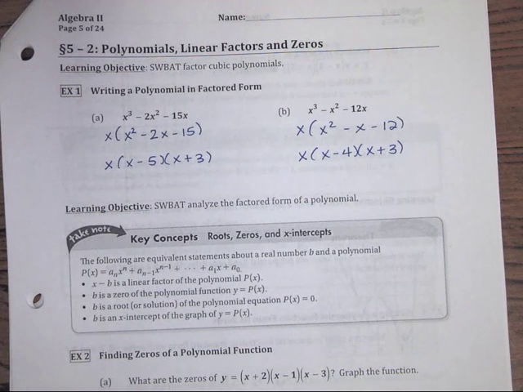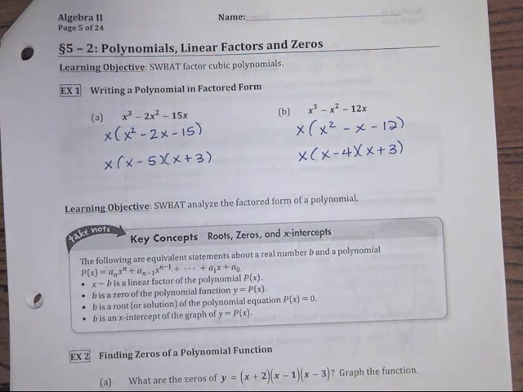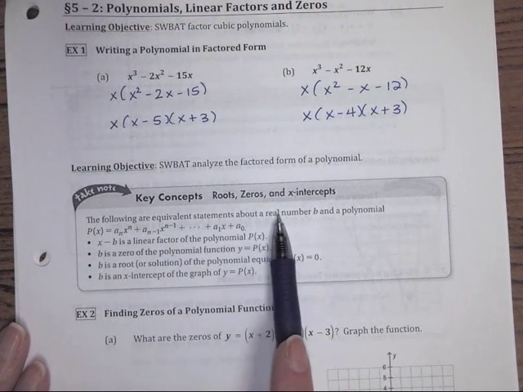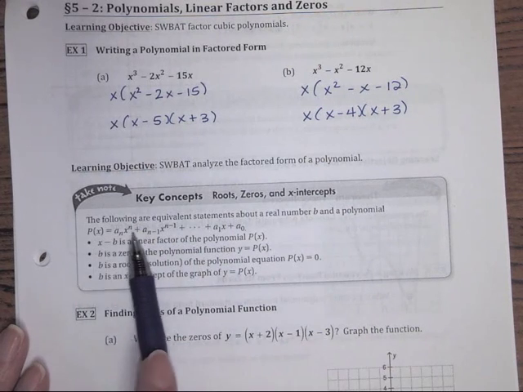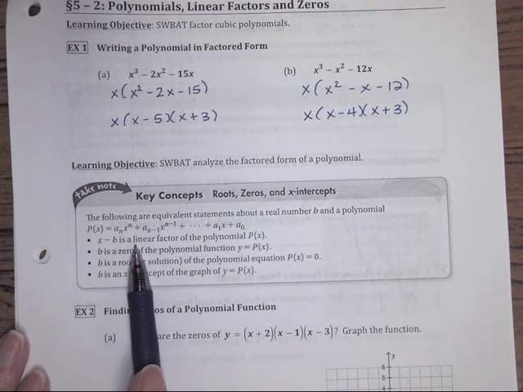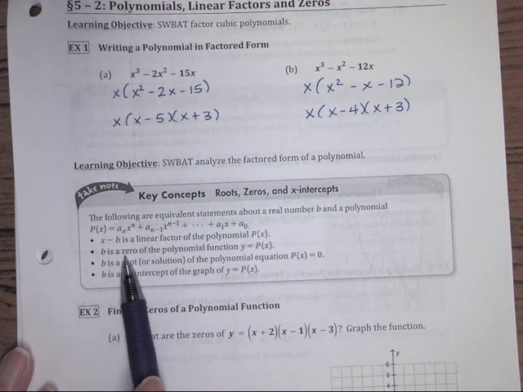All right. The next thing we're going to do is we're going to talk about what it means when you have a polynomial function that is given to you in factored form. This is factored form, okay? So we have a little box that explains this. This is just saying the following are equivalent statements about a real number b and a polynomial. If x minus b is a linear factor of the polynomial, then b is a 0 of the function.